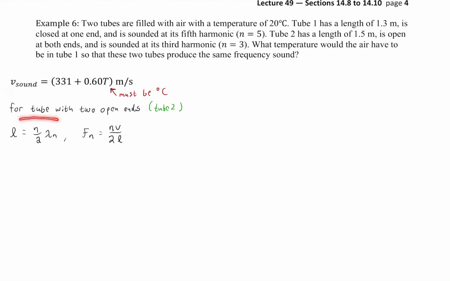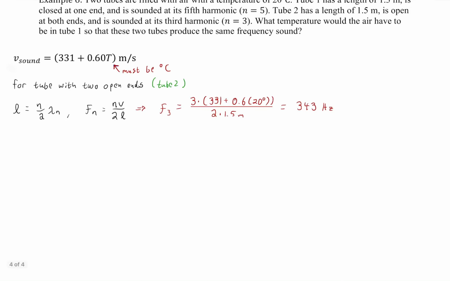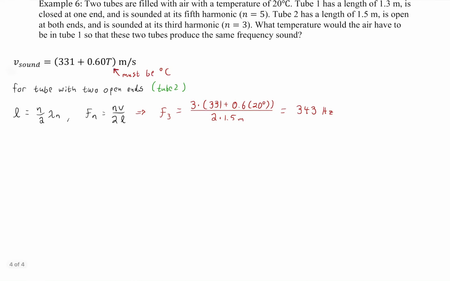Then we're going to use our formula here to relate length to a particular order harmonic and the particular wavelength of that order harmonic, and then also use the formula to relate the frequency of a particular order harmonic to the velocity and the length. So the frequency of the 3rd harmonic is 3 times the velocity at 20 degrees over 2 times 1.5 meters, or a value of 343 hertz. Great. There we have the 3rd harmonic in the tube with two open ends.